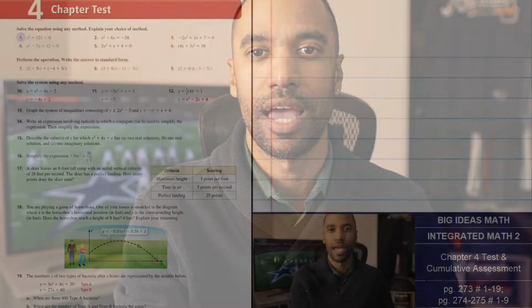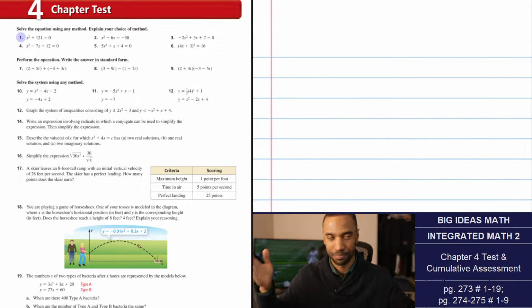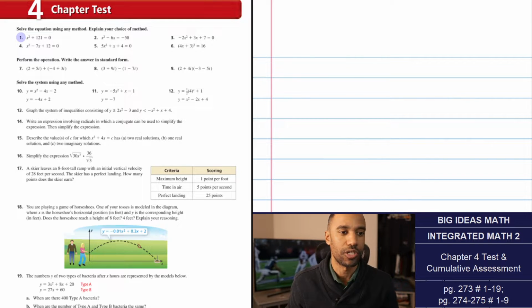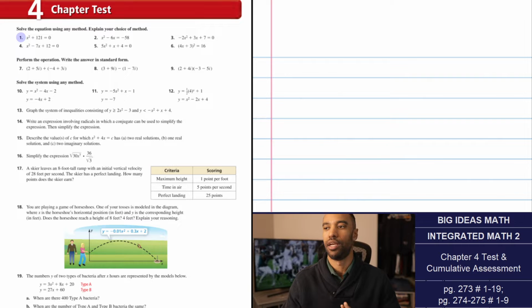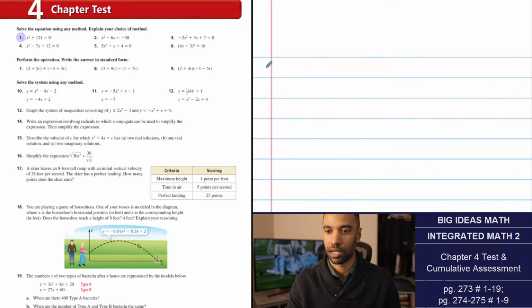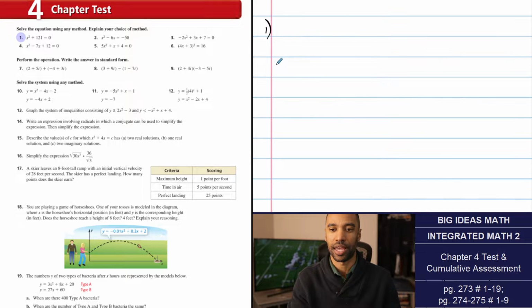So let's go ahead and take a look at what we are dealing with here today. Let's start with numbers 1 through 6. Solve the equation using any method. Explain your method of choice. So it sounds like we're not getting hamstrung into any specific method at any time, so we get to choose here and now.